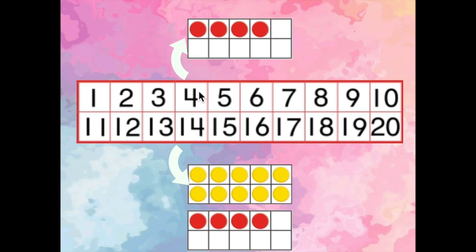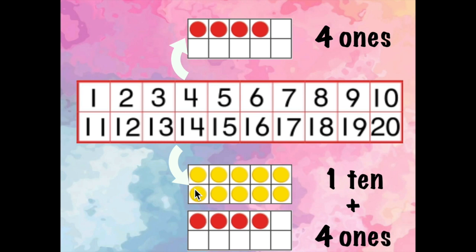Here are the 10 frames that show those numbers. How are the 10 frames the same? You're right, they both show a group of 4 ones. Look, the top one shows 4 ones. How are these 10 frames different? You're right, this one also has a group of 10. In fact, it's 1 ten and 4 ones.